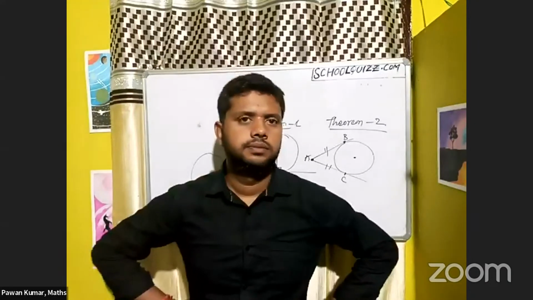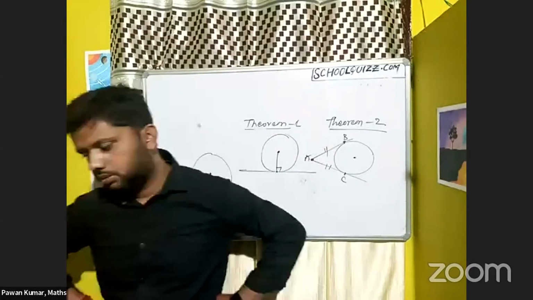Sir, I have simply taken a radius of 2.4 centimeter and drawn a perpendicular to that. But I think the center is used in that process, because while taking the radius, we use the center of the circle.